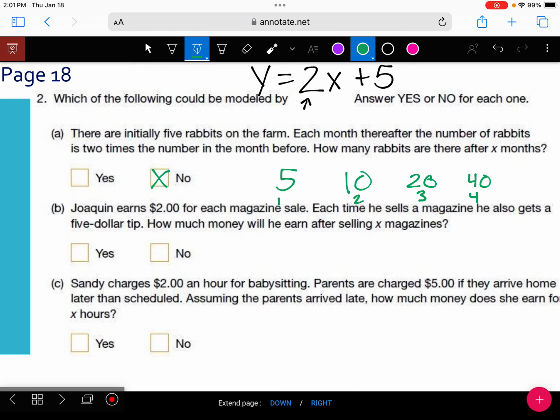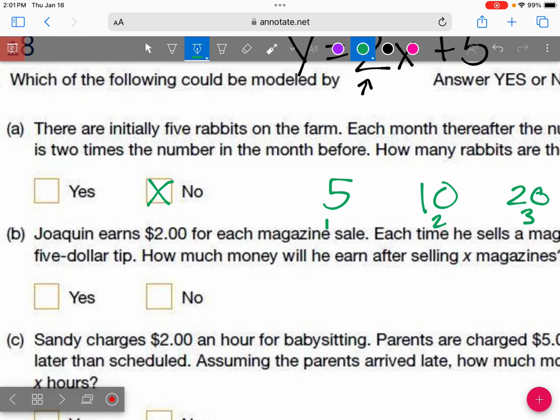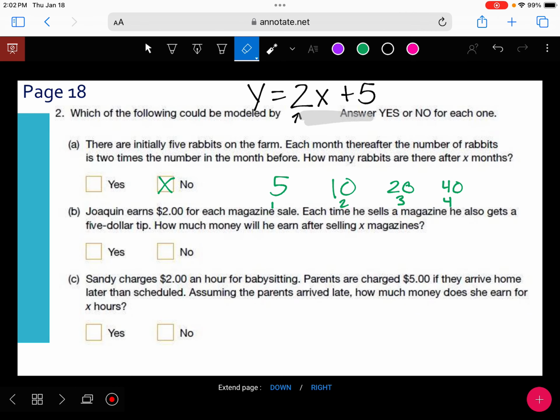Does anyone remember what this kind of function is called? When it grows like that? Not quadratic. It's not linear. Starts with an E. Exponential. This would be 5 to the x. Okay, so it would be an exponential situation. So it's definitely not 2x plus 5.